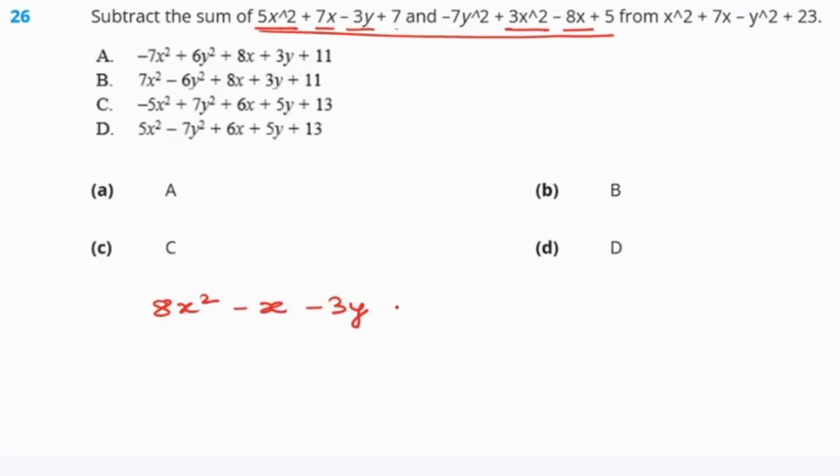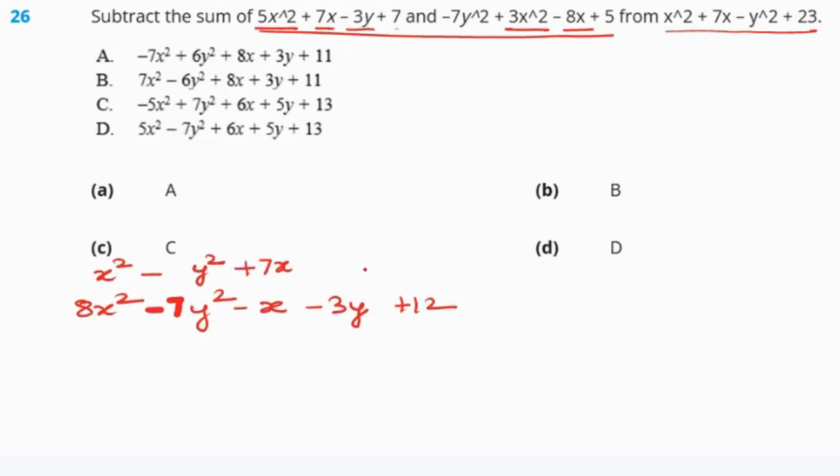Plus 7 plus 5, we will be getting 12, and we have minus 7y square as well, so we can put it over here. Minus 7y square. Okay, and before that we can put 8x square. Now we need to subtract this whole thing from x square minus y square plus 7x plus 23. We need to subtract it.